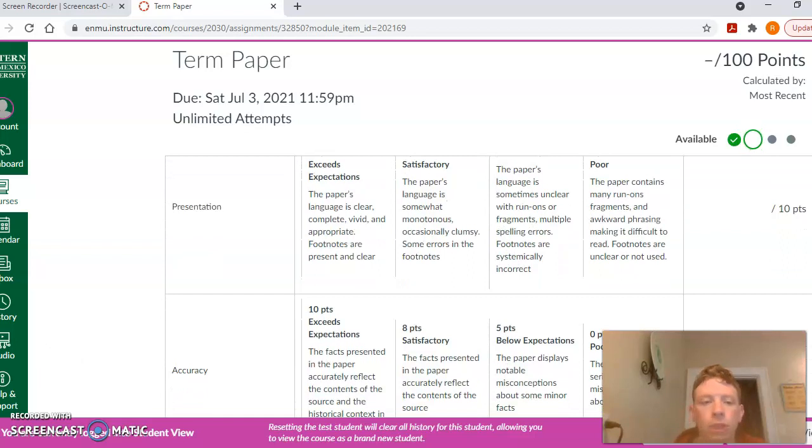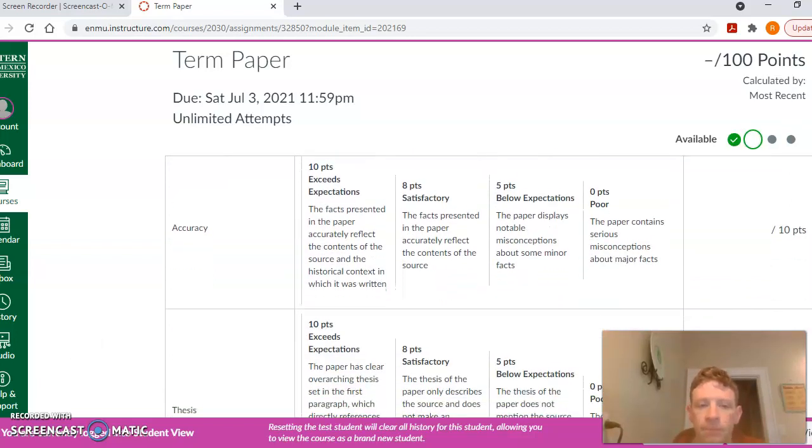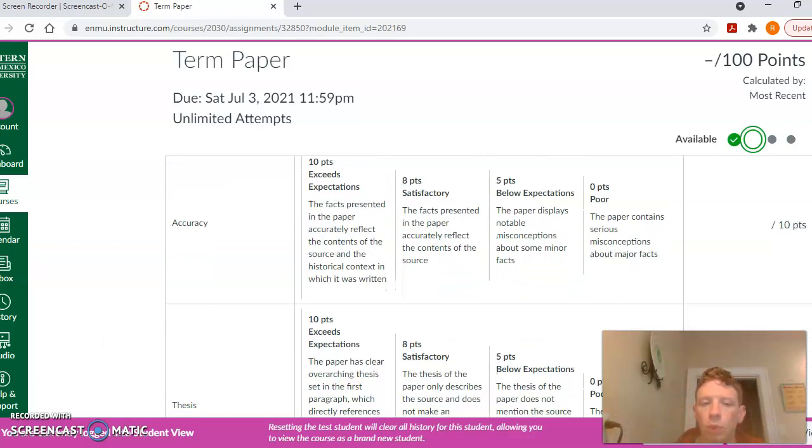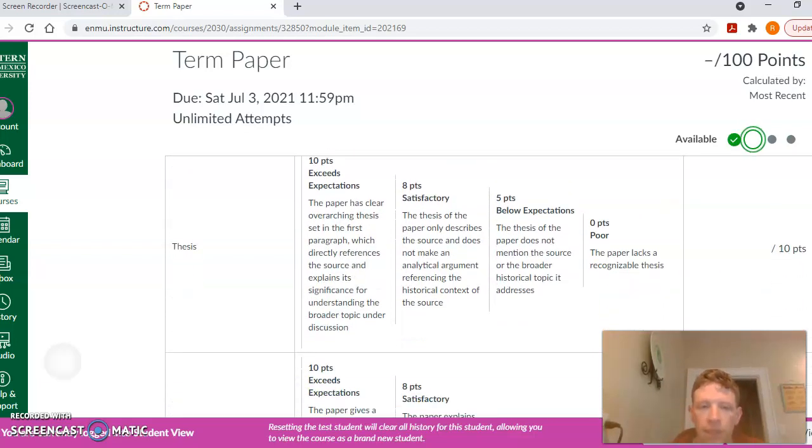Make sure that your language is clear, easy to understand and accessible. Use the writing center, talk to a friend, make sure someone else reads your paper before you turn it in. Accuracy, that's a pretty straightforward one. Only use accurate historical facts.